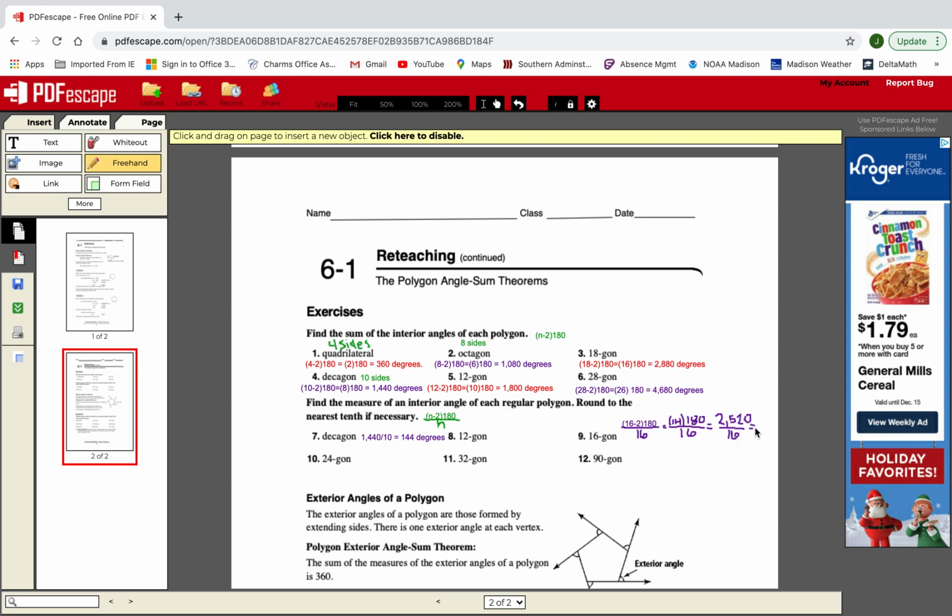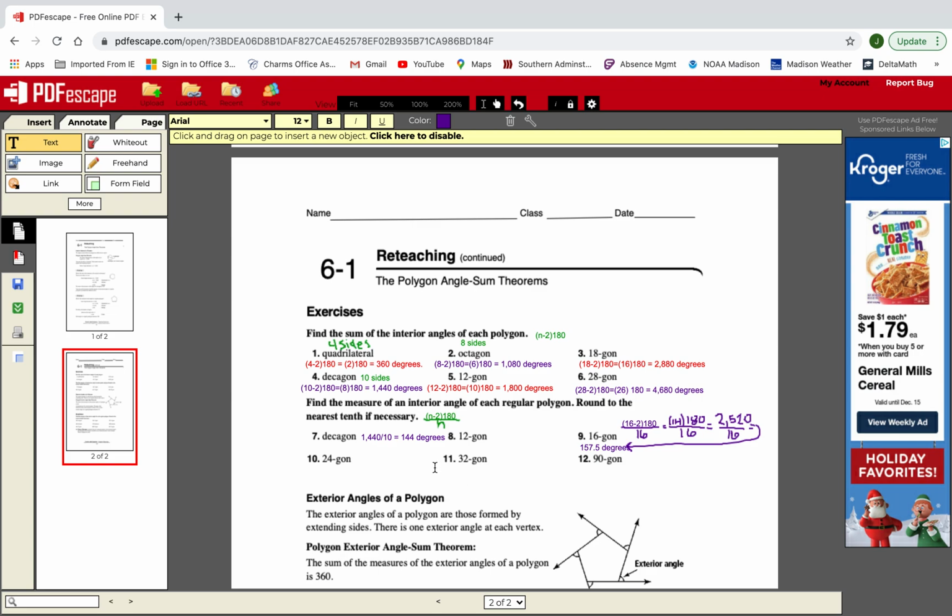Okay, and whatever we get for that, we'll put that angle down here as our final answer. Divided by 16, it gives us 157.5 degrees. All right, so we did not have any of the other ones down here already done either. So let's look at working those out.